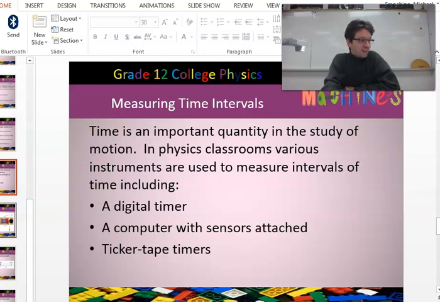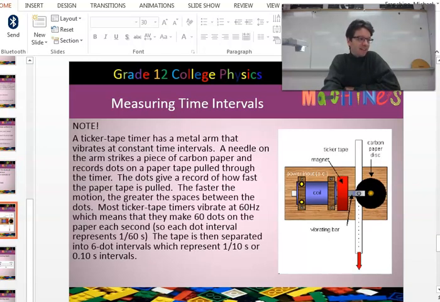But in the past, we've used something called ticker tape timers. So I'll just quickly explain what that is. Here's a picture of it. This is just carbon paper, so if you touch it, you'll get some carbon on your finger. Right there is a nail that's pointing into the screen, so you can't see the point of the nail. And underneath the carbon paper is what we call ticker tape. It's just long paper.